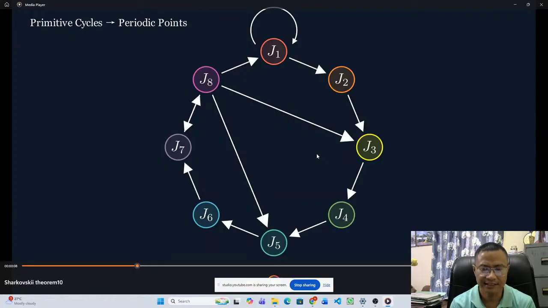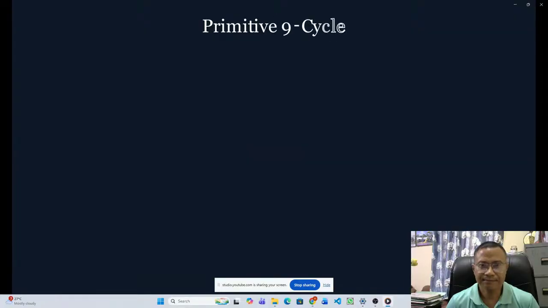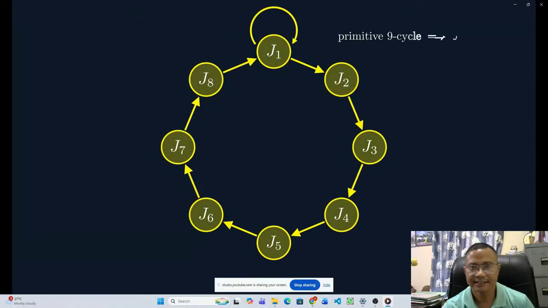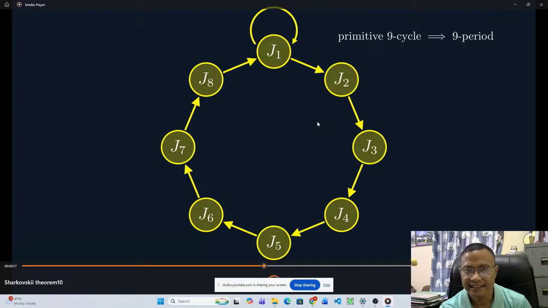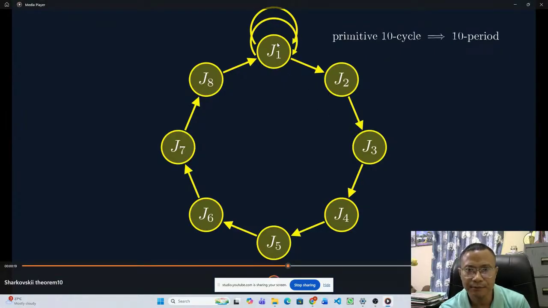And we have demonstrated here that it is not possible to draw a primitive cycle of length 3, 5, or 7, especially for this periodic point of period 9 orbit. See, this is a primitive cycle of length 9. Therefore, the existence of a periodic point of period 9 is guaranteed. Then how do we find others? One more loop added to J1 gives us a primitive cycle of length 10.